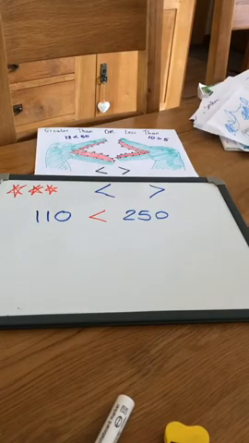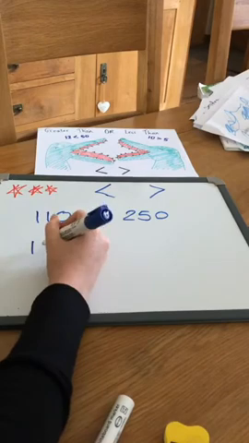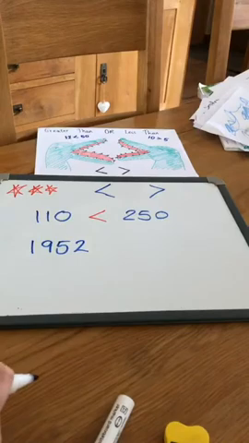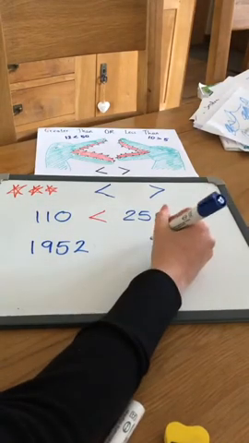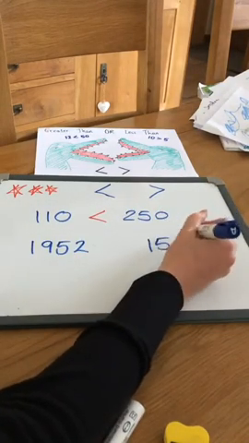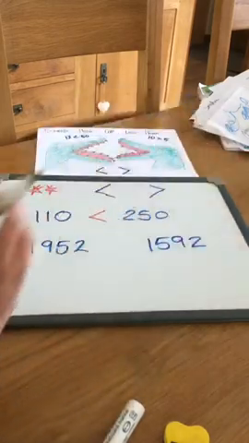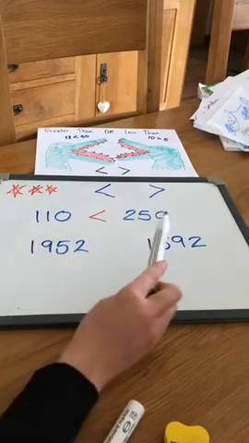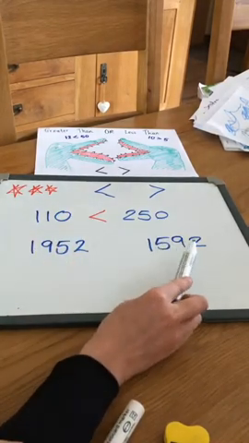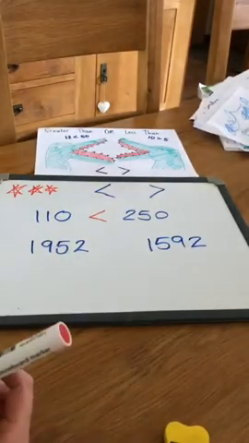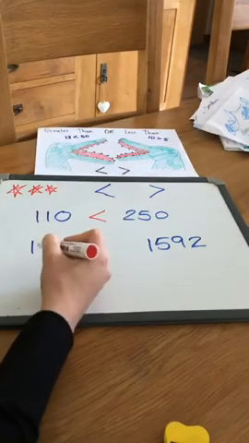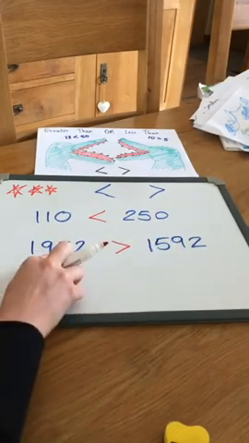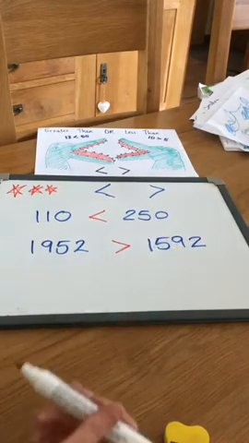So another one is 1,952. And the other one I'll give you is 1,592. So which one is bigger? Is it 1,952 or 1,592? Which one is bigger? Yep, that's right. 1,952 is bigger because we've got 900 here and 500 here, which will give you a little help too.